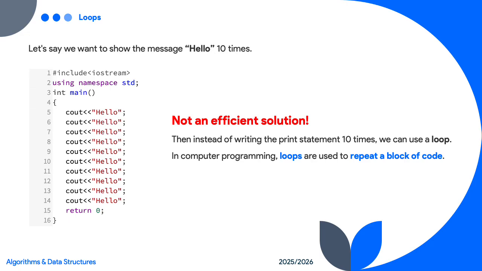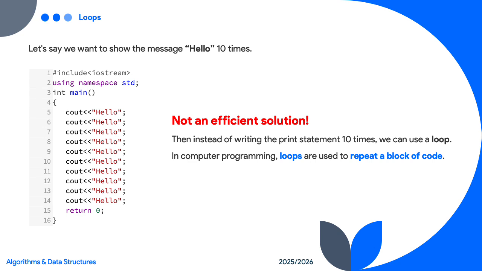Now we move to a very important control structure used to repeat a specific part of the code as many times as we need. But let me start by stating the problem. Let's say we want to display the message hello 10 times. It's very simple and easy. We can use the cout instruction 10 times. However, what if we want to display it 1,000 times? This becomes not efficient at all. So instead of writing the print statement 10 or n times, we can use a loop.